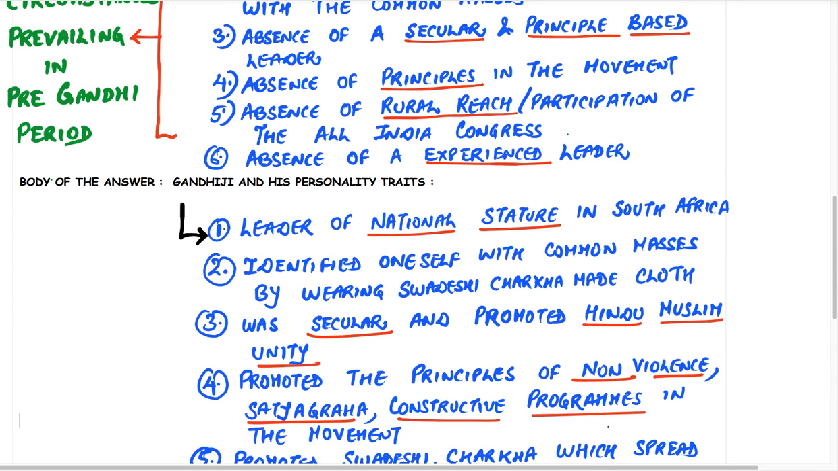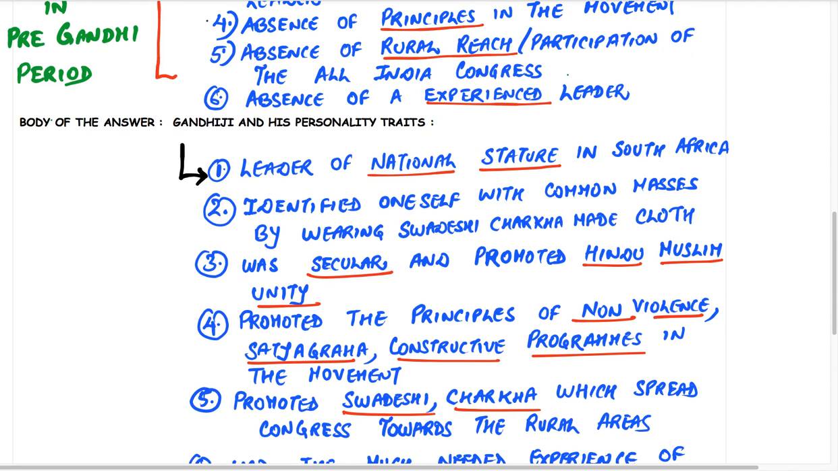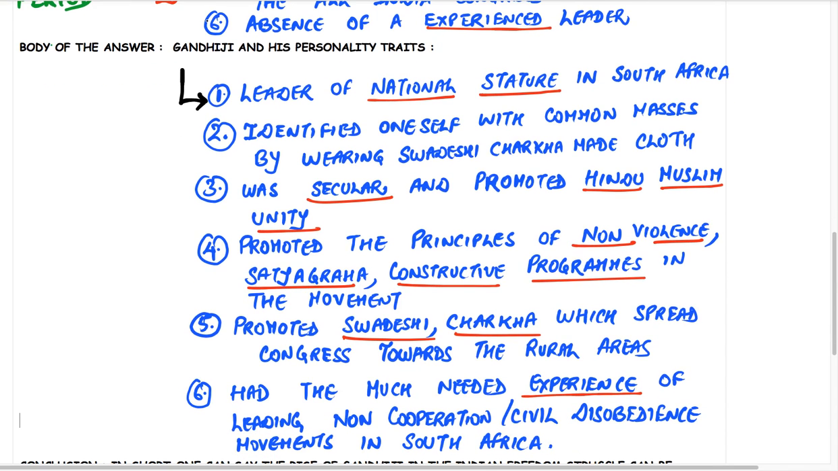So you are seeing what I am doing. I am filling up the gap, or the circumstance prevailing at that time, with one of the Gandhian traits. In short, I am linking each of his traits with one of the circumstances prevailing at that time. In fact, I have proven that yes, Gandhiji filled up the gap very beautifully. That means circumstances had a gap, and the traits of Gandhiji filled up the gap of a leader prevailing at that time. So this is a very scientific question, and you have to write in this way only.